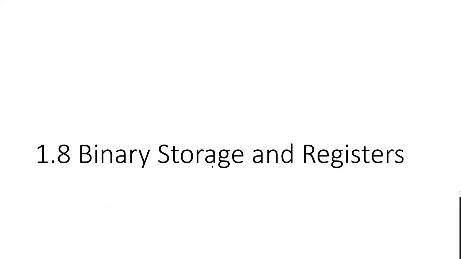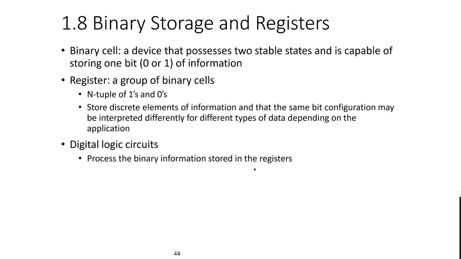Okay, binary storage and registers. Now, in a digital system, essentially you're going to have each individual cell, down to the level we're concerned with, store either a one or a zero. Typically, we don't look at individual bits that are stored, although you could. Typically, we have groupings of bits, and what we would consider a register essentially has that. And we'll look at that.